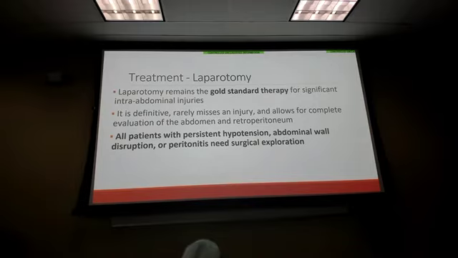But the big indication is anybody that's hypotensive where we suspect a penetrating injury to that area, or any peritonitis with hemodynamic instability. Those are going for surgical exploration.